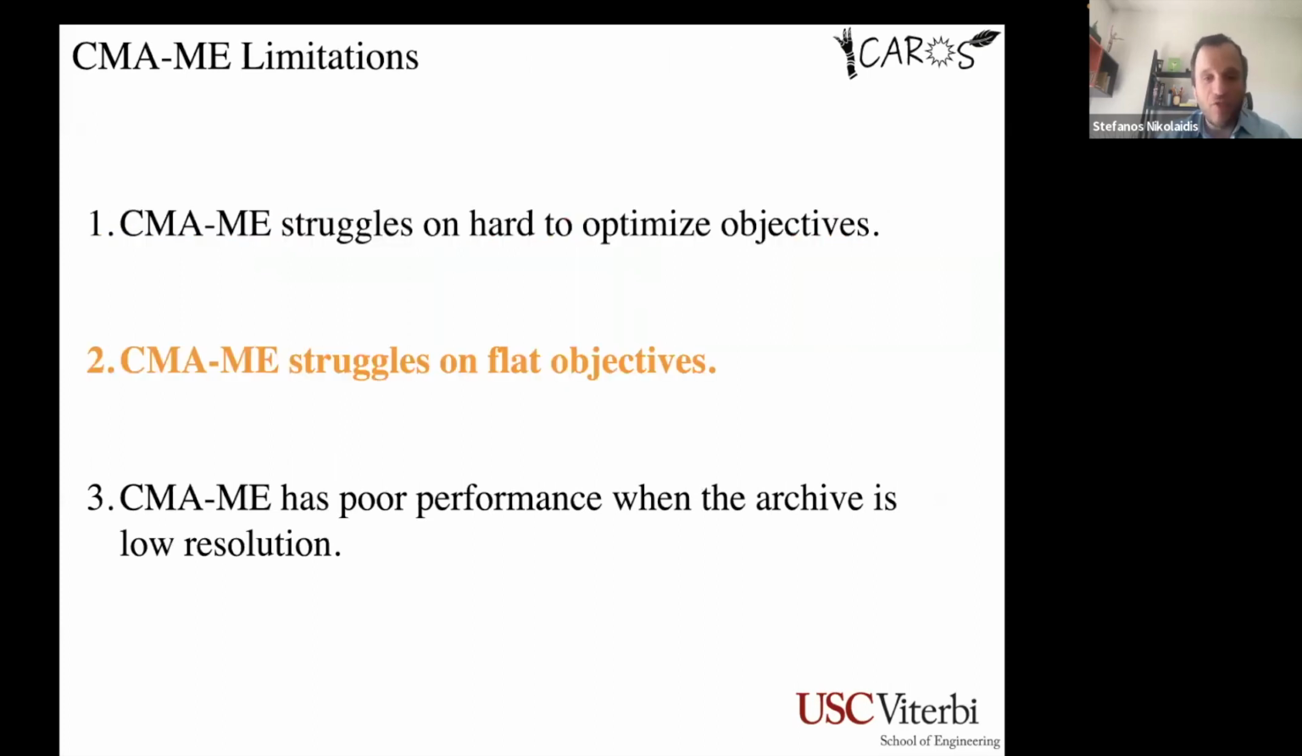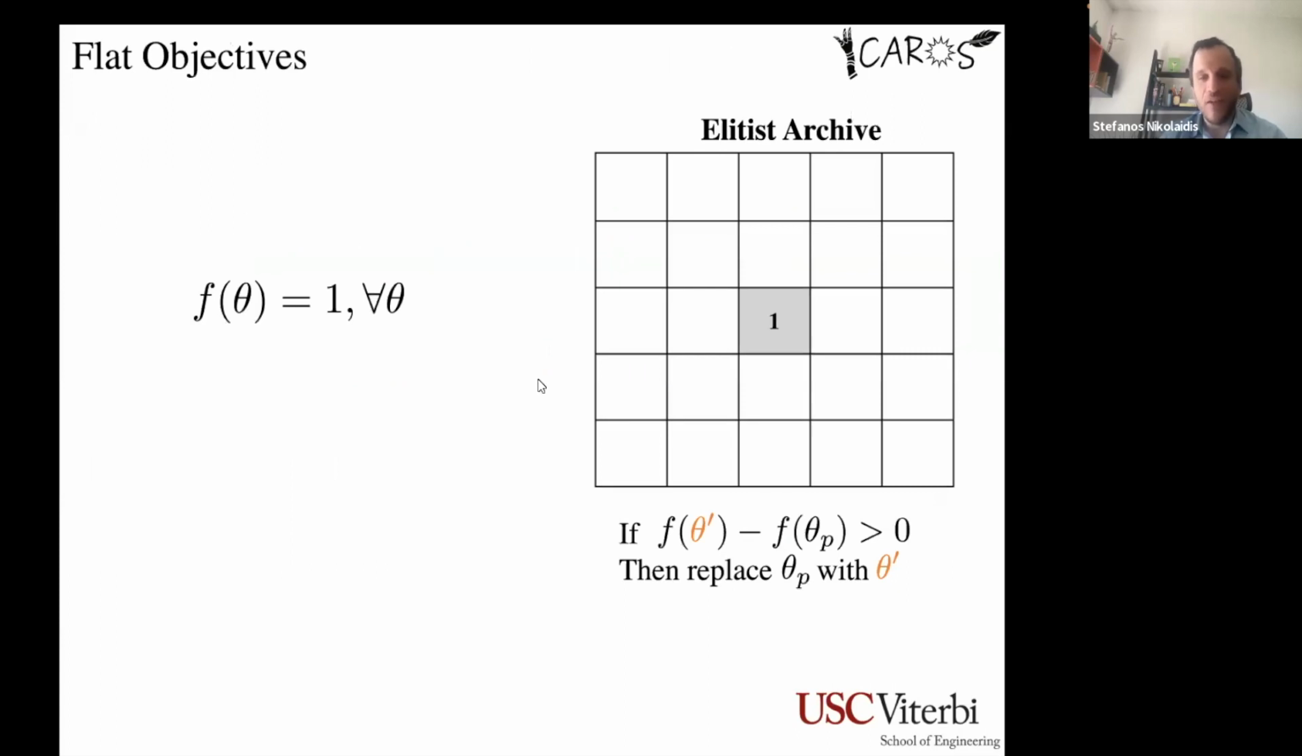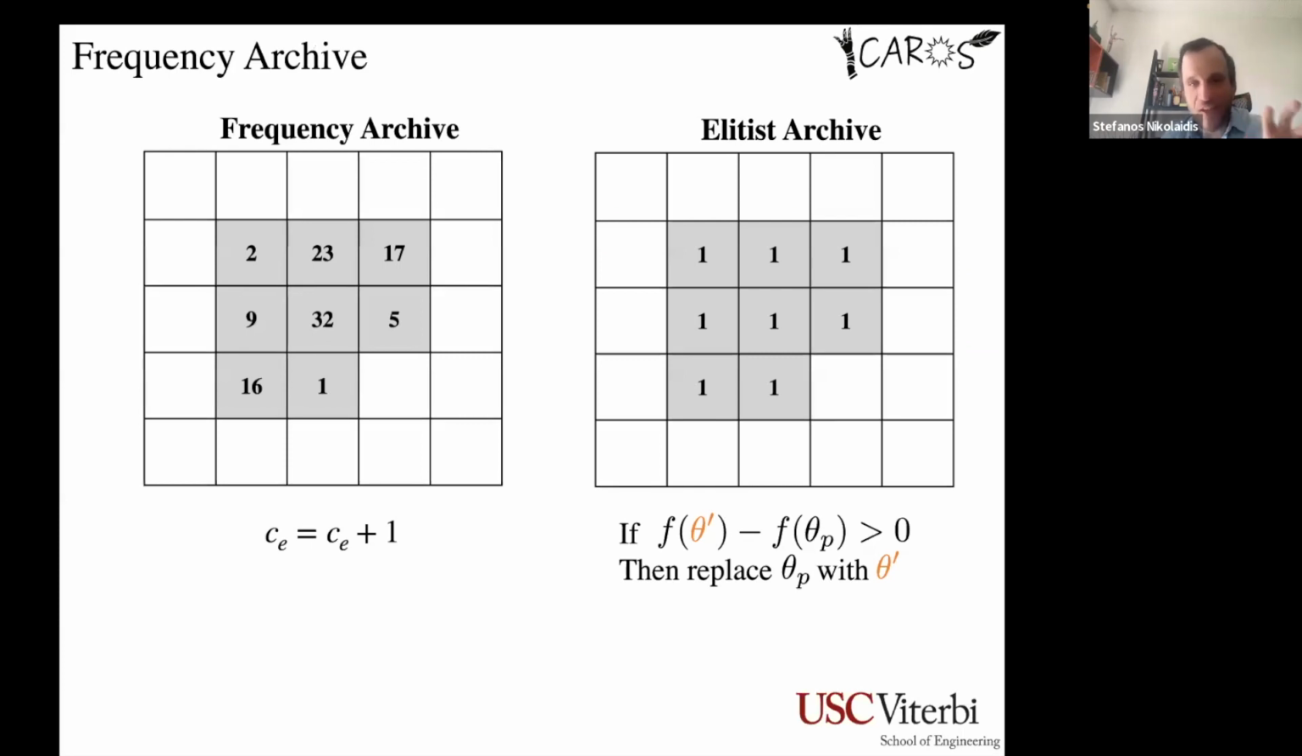Now, the second limitation is that CMAME struggles on flat objectives. A flat objective is one with regions where all solutions have the same value, let's say 1. And what happens then is that every time we find new solutions, they all have the same value. So then we cannot rank them, and then the algorithm will fail. But what we would really like to have in a flat objective is some type of frequency count where we keep track of how many times we visited every cell in the archive. And then we would like to find the frontier where there are cells that are harder to visit, like the cell with the value 2 here, and visit those cells and try to expand those to populate the archive. Because if the objective is constant, then what we really care about is filling in the archive.